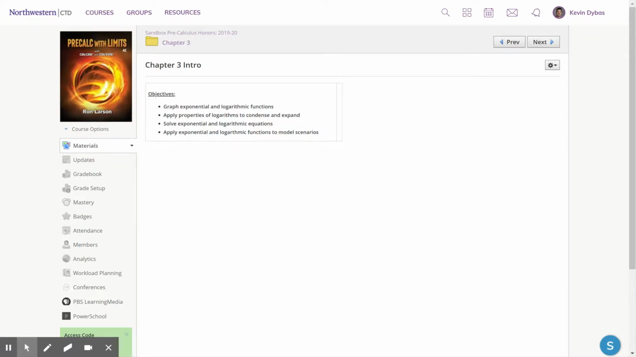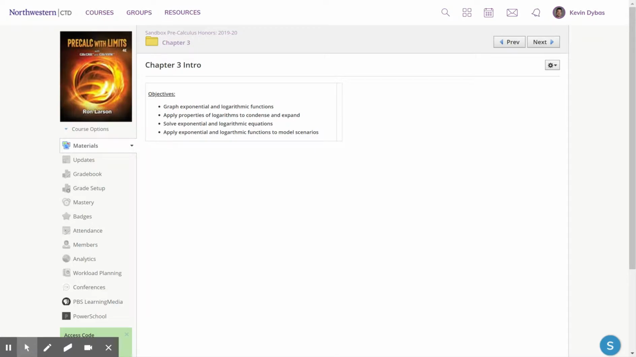So these first 3 objectives, that's really like the nuts and bolts of this chapter. It's the how-tos, it's the processes that you need to take. And then that last one is really applying it. So this is when you're going to be talking about like word problems. It's talking about how are we going to use these things in the real world? How do they actually apply to us? So definitely make sure that you get that down.